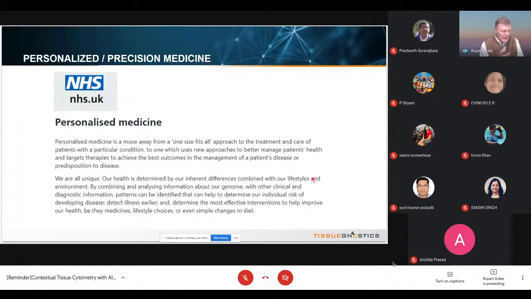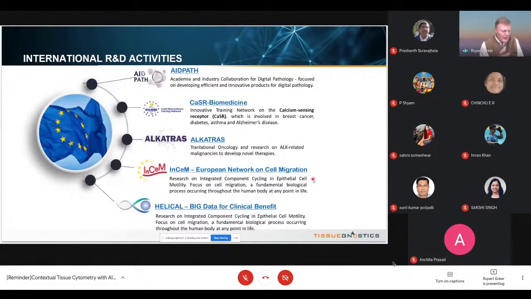And to do so, we need instruments, software, and technologies that allow us to elucidate and to quantify such molecular mechanisms. In other words, we need to quantify proteins, but also genetic markers like RNA or DNA on the single cell level in tissue sections. And this is the scope of TissueGnostics.